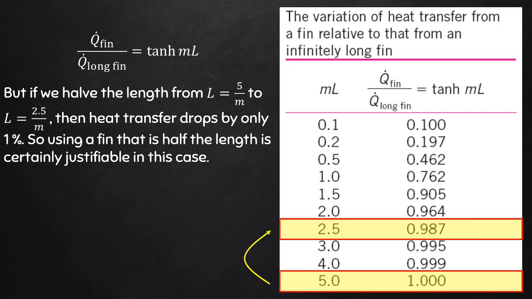But if we were to halve this length to L equal to 2.5 over M, so we've halved the length, this only reduces the heat transfer by 1%. So what a waste of material here, wouldn't you say? I mean, this is not very efficient. So just by removing half of the material, we don't even drop the heat transfer by 1%.